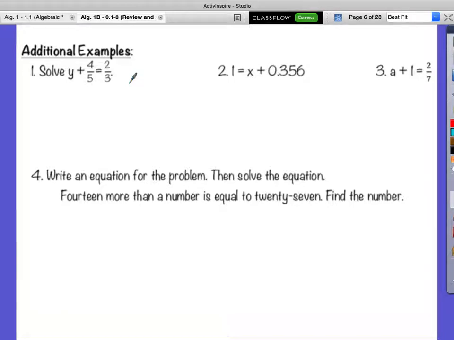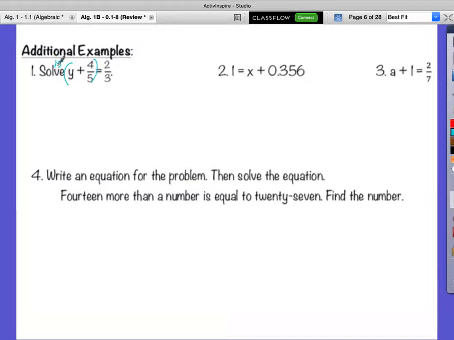Does anyone know what it means to clear the fractions? Anyway, to clear the fractions would mean that you multiply both sides of the equation by the least common denominator, the lowest number that these would both have in common. So what's the lowest number that 5 and 3 can multiply to? 15. So that means you would multiply both sides by 15.